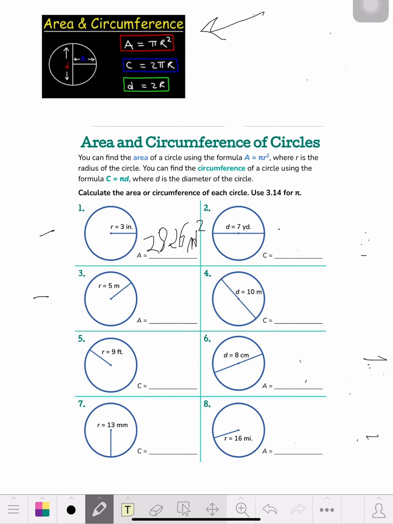So let's do the next one. There's less chance of making errors when you're using just one formula. So the next one, the radius is 5. So we got 3.14 times 5 times 5 equals 78.5.